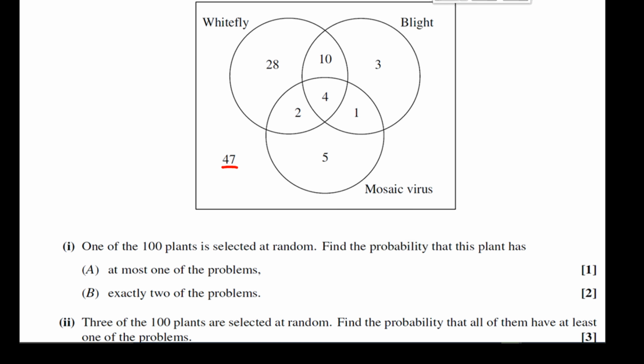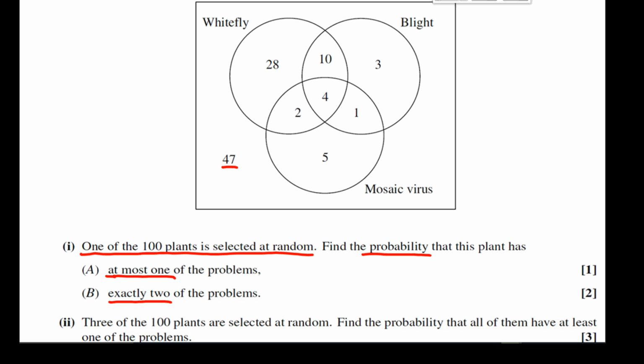One of the 100 plants is selected at random. Okay, so that brings us back to this idea that they're all equally likely. It's something out of 100. Find the probability that this plant has at most, let's go with the first one, A, one of the problems, and B is going to be exactly 2 of the problems. So here we are, we've got 2 different examples of probability they're asking us to look for.